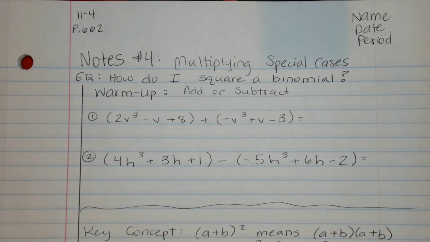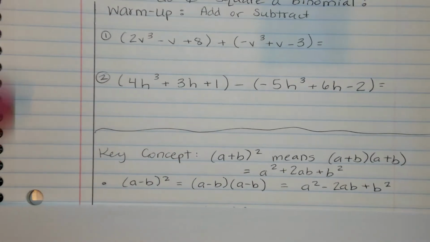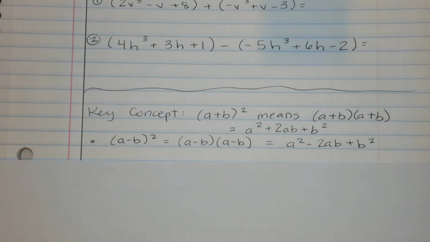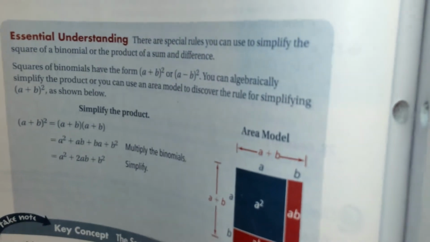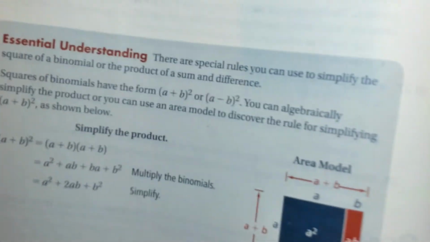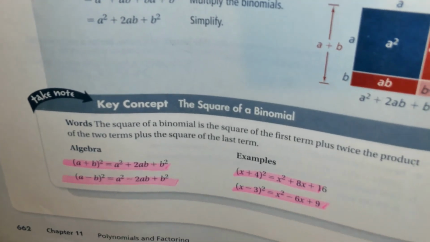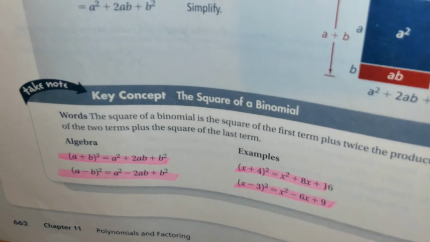All right, so here's the beginning of the notes, and this is from the book. So I'm going to move this so that you can see. It's 11-4 multiplying special cases. So make sure you look through your book as well. I'm showing a lot of the examples that are in the book, but we are just making them as notes. There's the key concept, again, that's page 662.